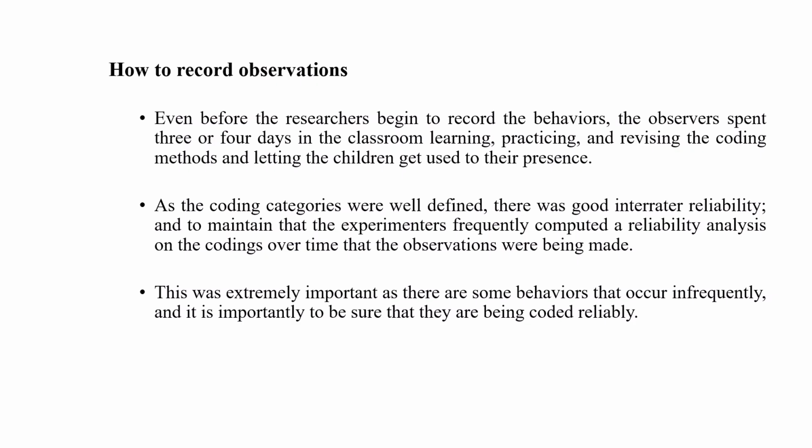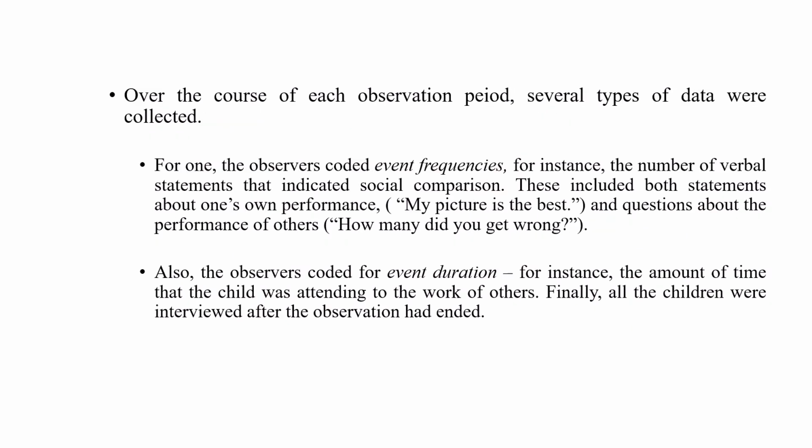Now, this is extremely important because even in children's social behavior, for example, there are some behaviors that would occur more frequently, some would occur infrequently, and it is important to be sure that the behaviors are being coded in a reliable, systematic manner. Over the course of each observation period, for example, several types of data could be collected. For one, the observers encoded what is called event frequencies. For instance, the number of verbal statements that indicated social comparison. For example, statements like my picture is the best, or how many did you get wrong, or how many did you get right, things like that.